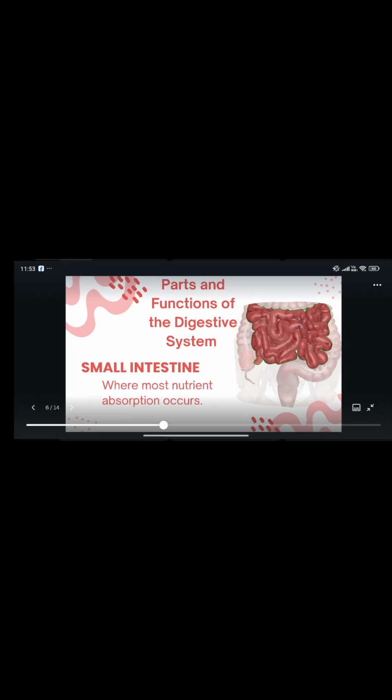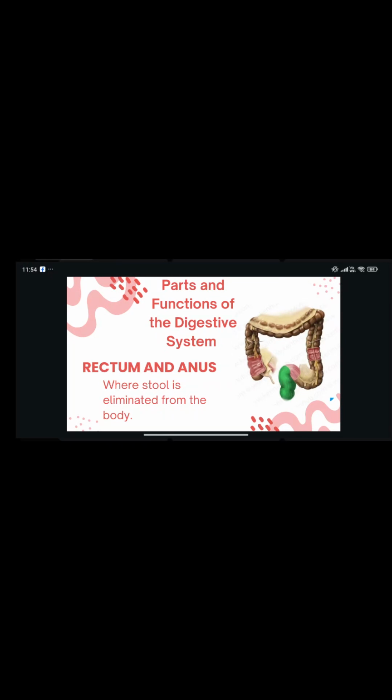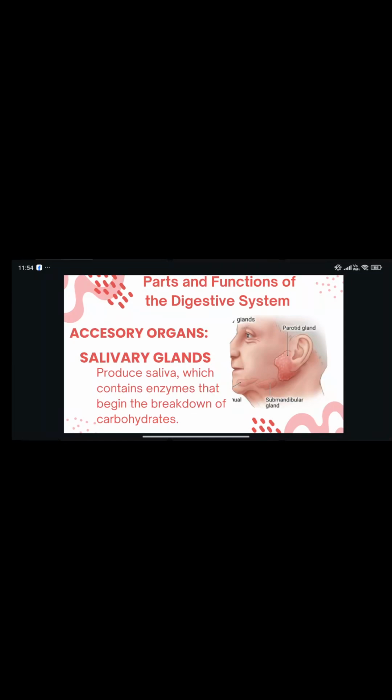And the last part is the large intestine. It is where water is absorbed from the remaining food material, forming stool. The large intestine is the wider tube that absorbs water from leftover food and forms waste. Lastly, we have the rectum and anus. It is where stool is eliminated from the body. The anus is the opening at the end of your digestive system through which waste leaves your body.